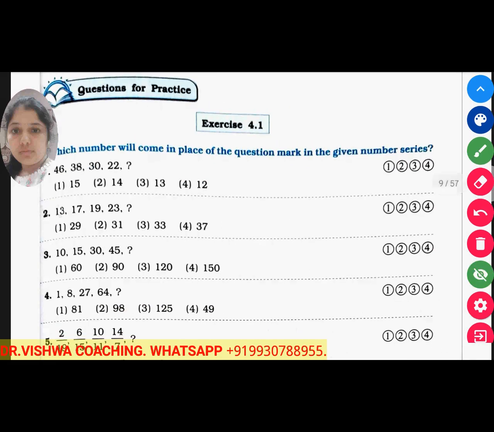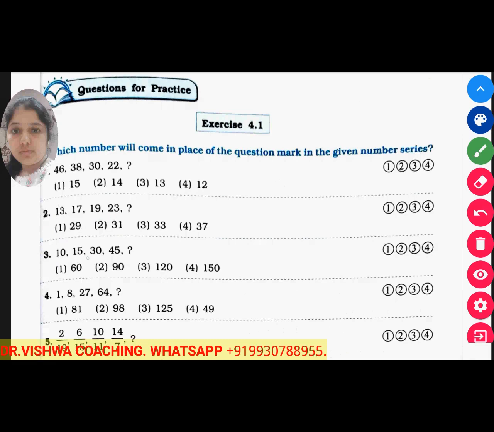Then what is this? Now if you see, 13, 17, 19, 23 are prime numbers. Now which is the next prime number in the given series? After 23, 25 is not a prime number. 27 is also not a prime number. So the next prime number is 29. So 29 is your answer.